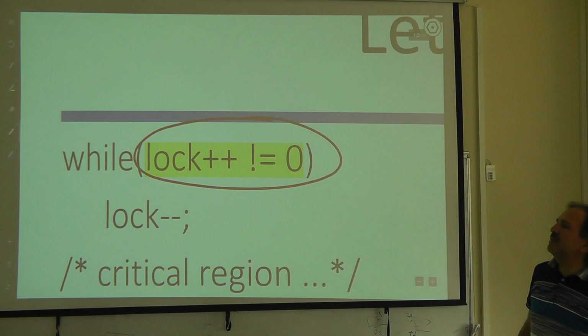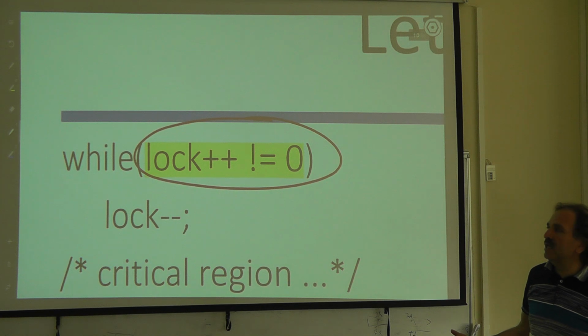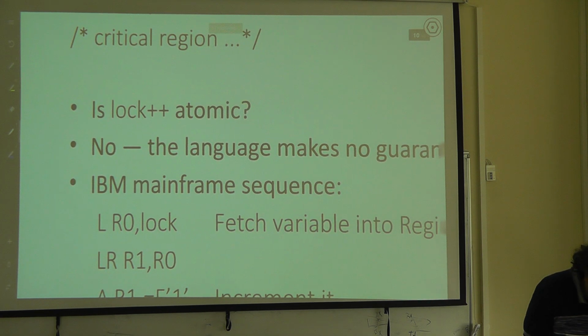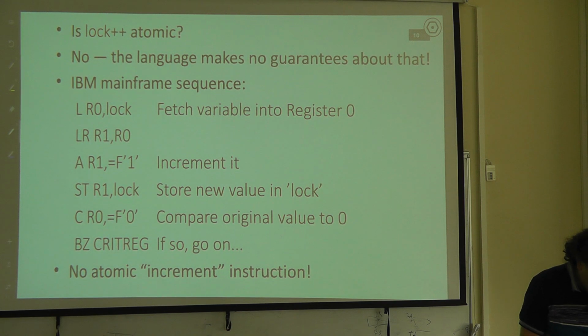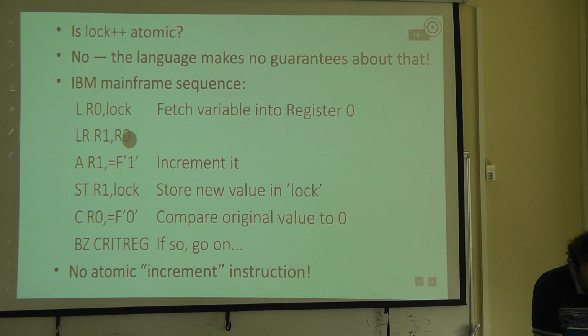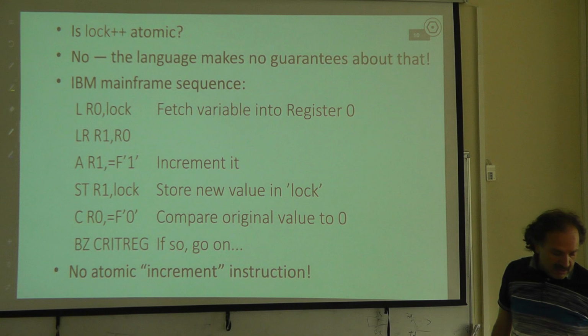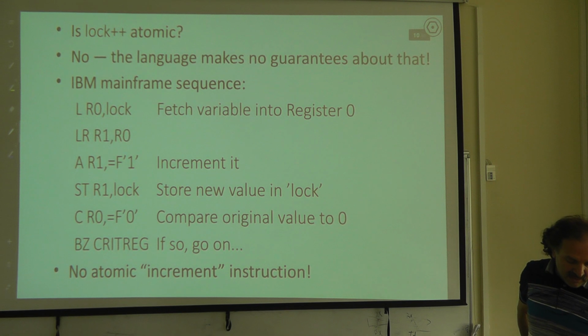But it's a very simple C statement. When you translate it to the assembly language, it is not that simple. It's like that. Load the lock variable into register 0, copy register 0 to register 1, increment register 1 by 1, store the new value to the lock, and check if register 0 is 0, and then enter the critical region. So that simple line of code, 2 lines of code, is translated here.